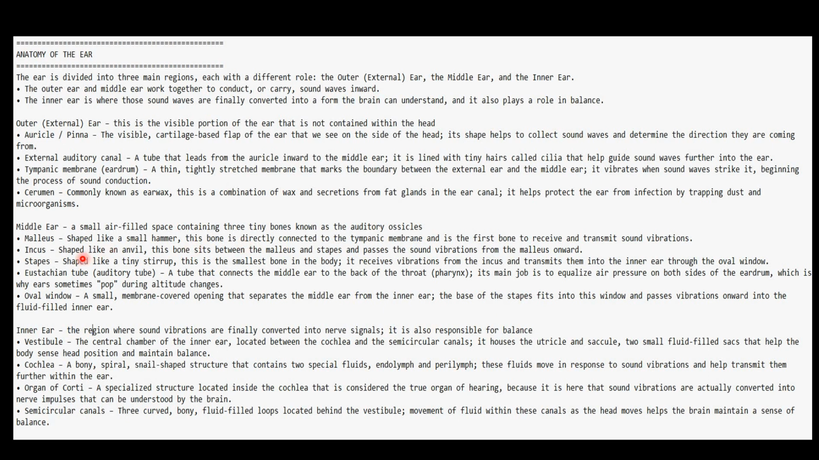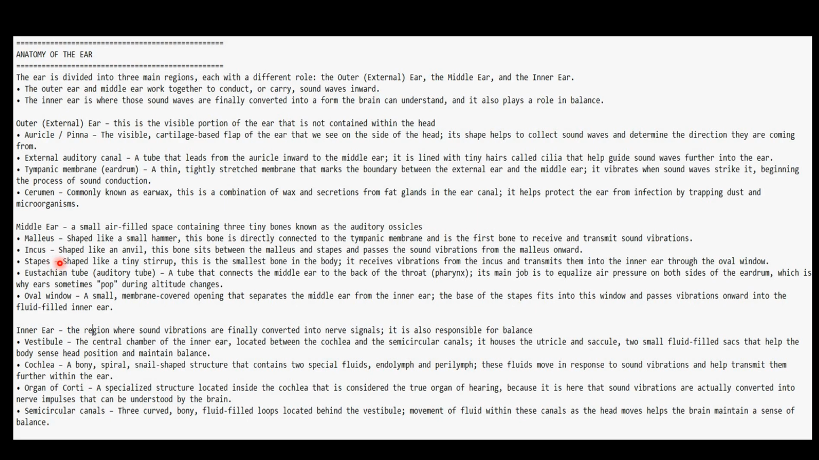Okay, so now what are these? So we know that it has tiny bones. First is the Malleus, which is shaped like a small hammer, and this bone is directly connected to the tympanic membrane, and is the first bone to receive and transmit the sound vibration. So this is the first bone that actually receives and transmits the sound vibration.